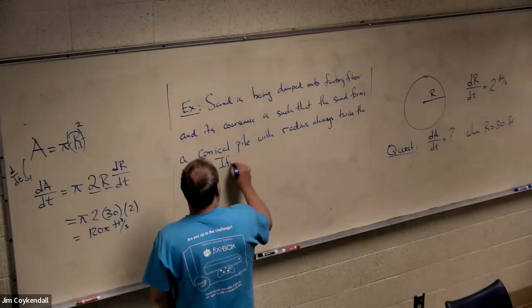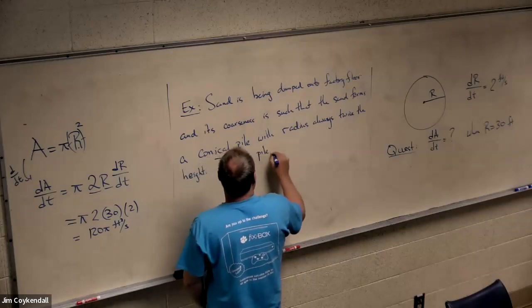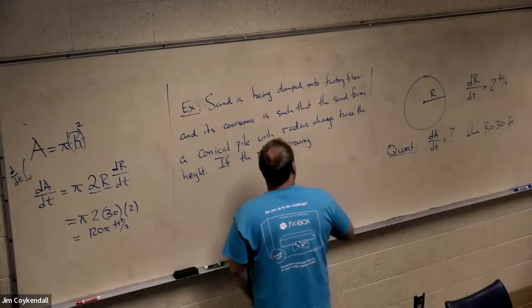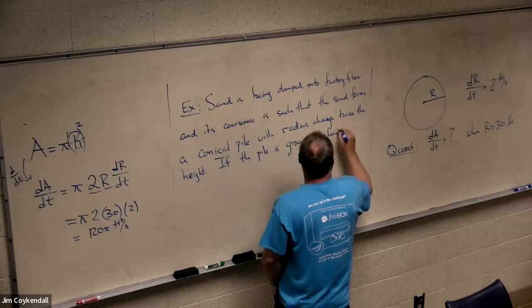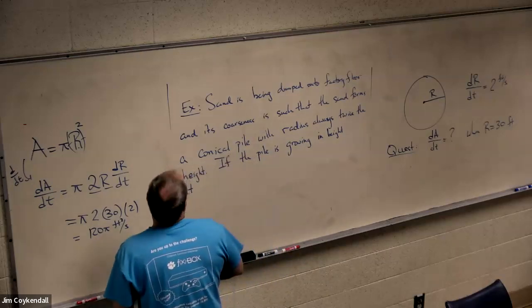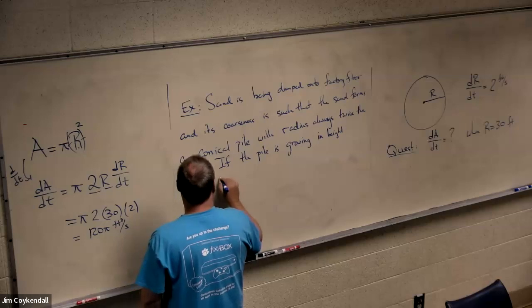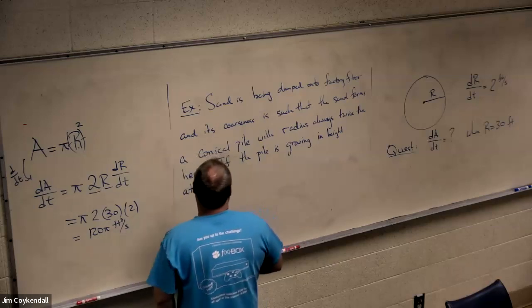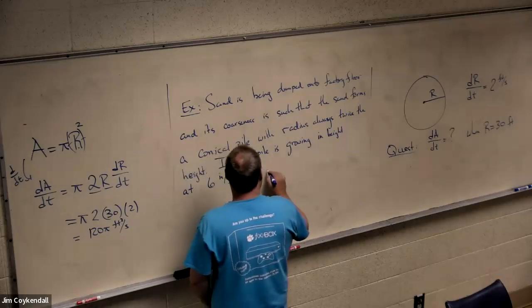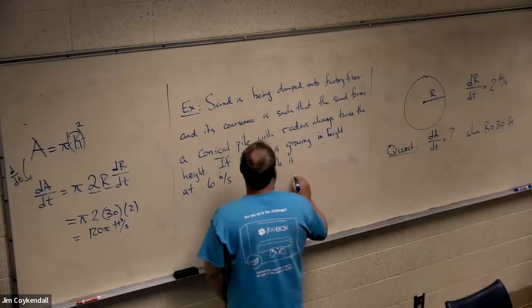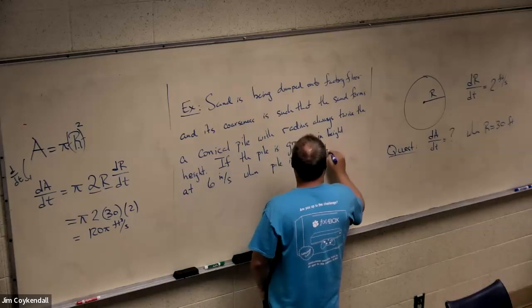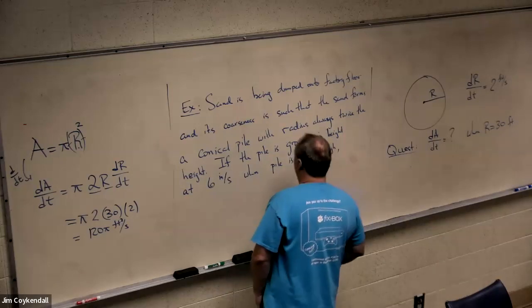If the pile is growing in height at, let's say, 6 inches per second, when the pile is 5 feet high, how fast is sand being dumped?